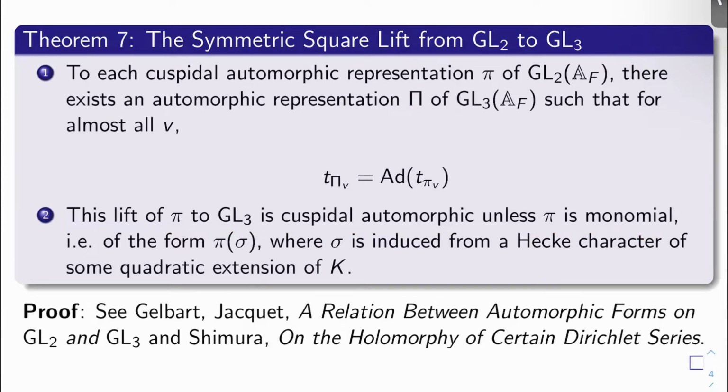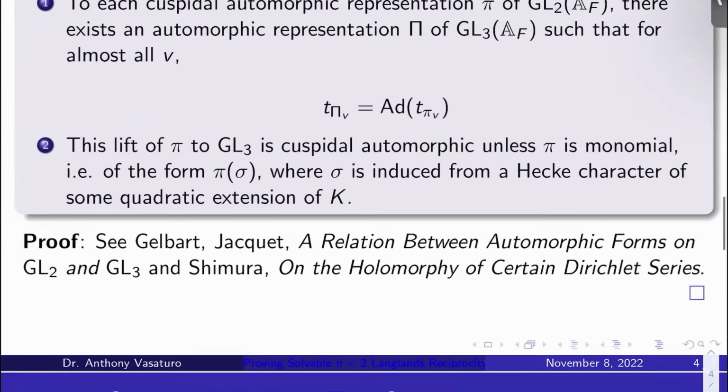What I mean by that is it's of the form pi of sigma, where sigma is a character and sigma is induced from a Hecke character of some quadratic extension. Okay. Now, if you want to see a proof of this, you can see Gelbart-Jacquet, a relation between automorphic forms on GL2 and GL3, and you can also see Shimura on the holomorphy of certain Dirichlet series. Okay, so we will use this result in the proof of n equals 2 solvable Langlands reciprocity.